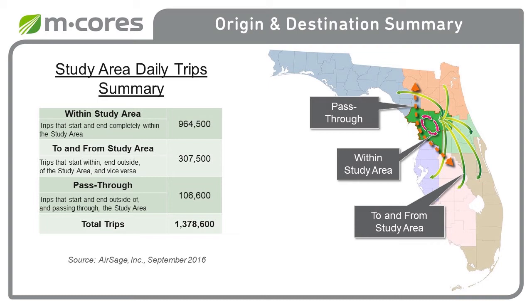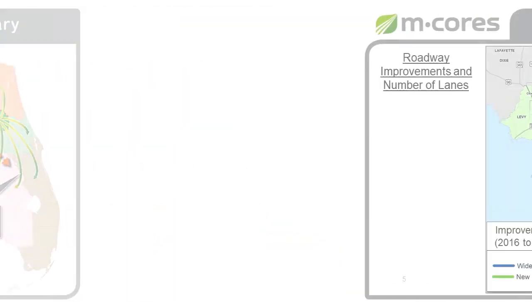The second row shows the number of trips that start within the study area and end outside of the study area, and vice versa. The third row shows the number of trips that start and end outside of the study area, but pass through the study area. A large portion of the total trips have some form of external interaction with the study area, whether it be as a pass-through trip or as a trip that either starts or ends in the study area.